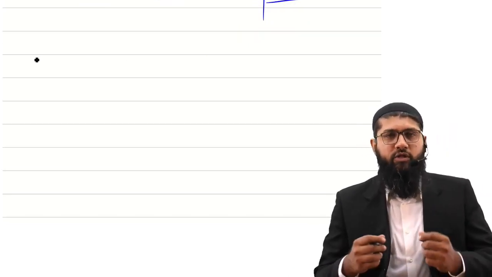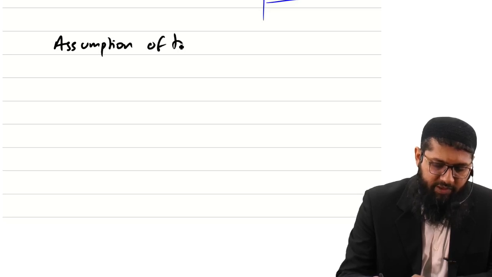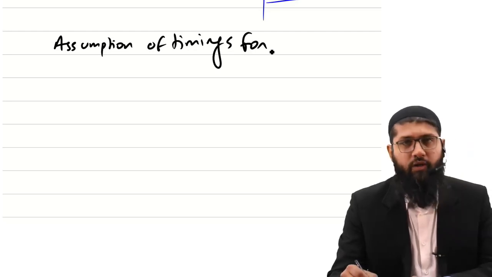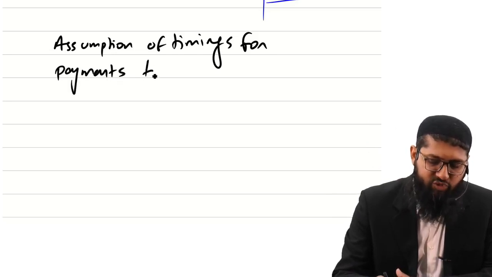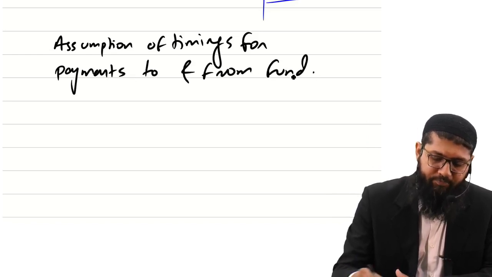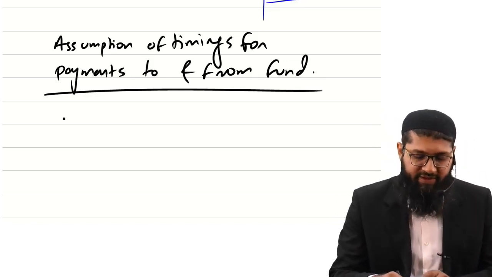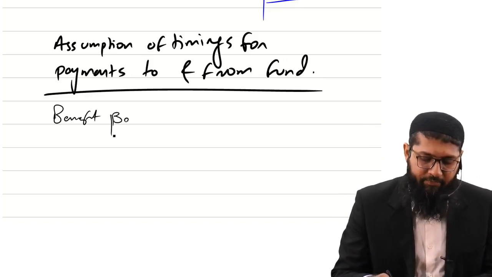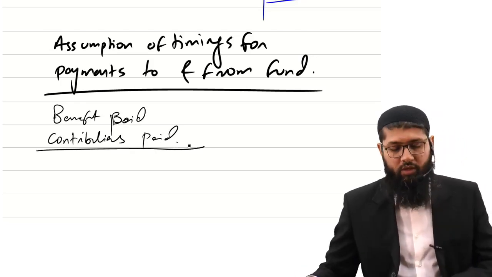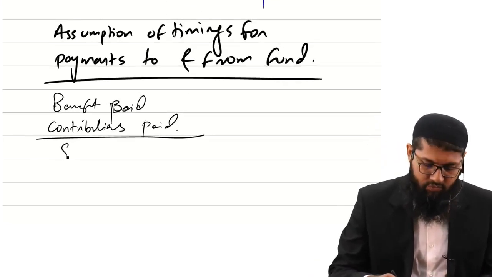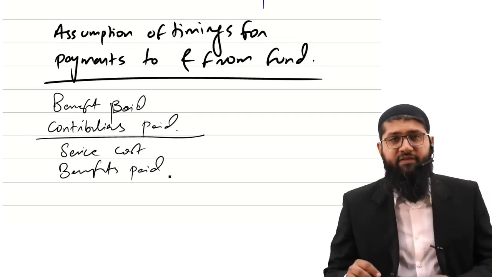Now, another important concept which you need to understand is the assumption of timings for payments to and from the fund. You see, just have a quick recall of plan assets. There are 3-4 things that arise with respect to plan assets. One of them is benefits paid, contributions paid. With respect to the plan obligation, you can have service costs, benefits paid, etc.